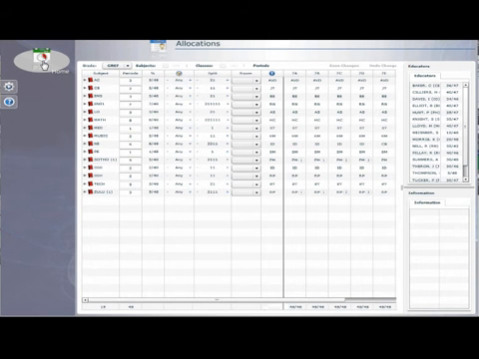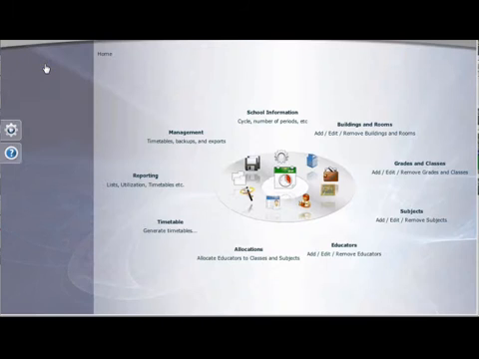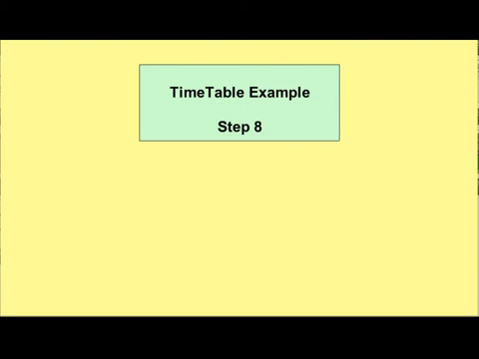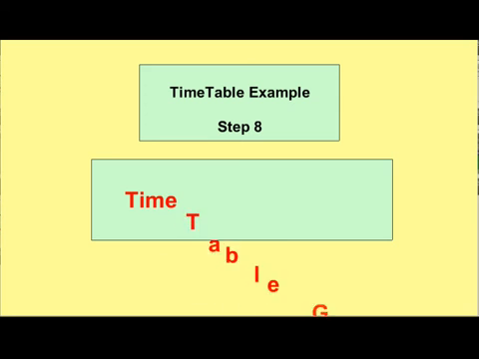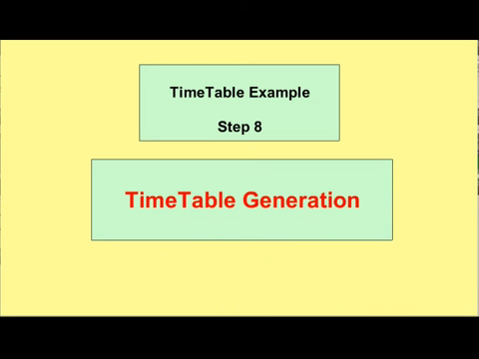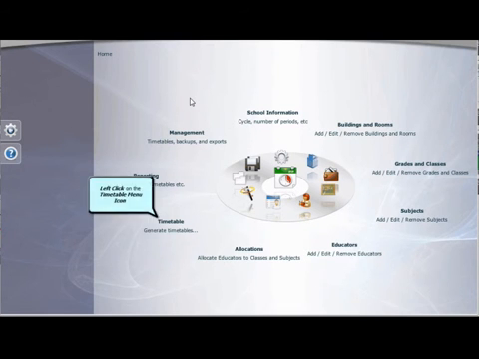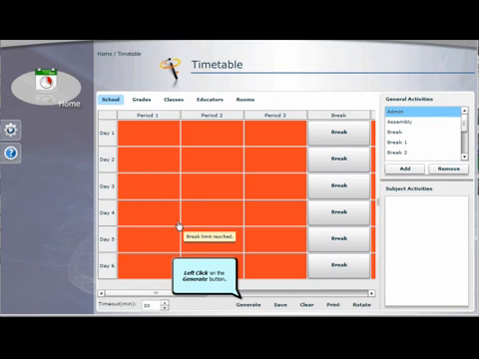Return to the home page by left-clicking on the home page icon. Step 8. The 8th step that needs to be completed is the timetable generation. Left-click on the Timetable menu item. Left-click on the Generate button to create the timetable.